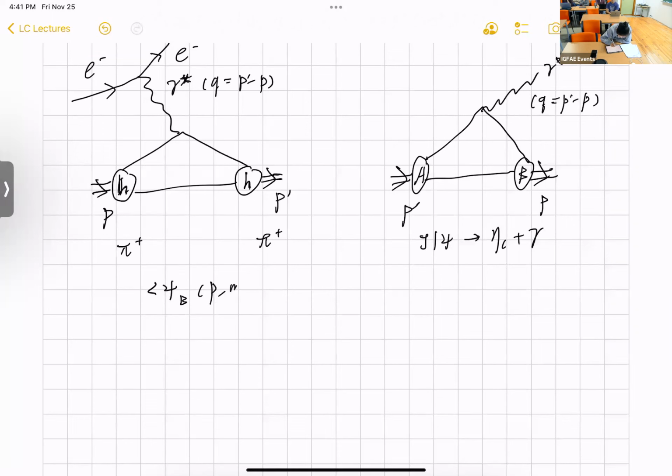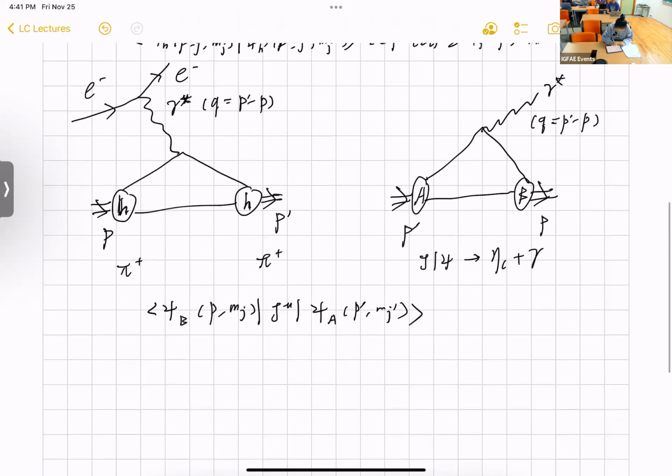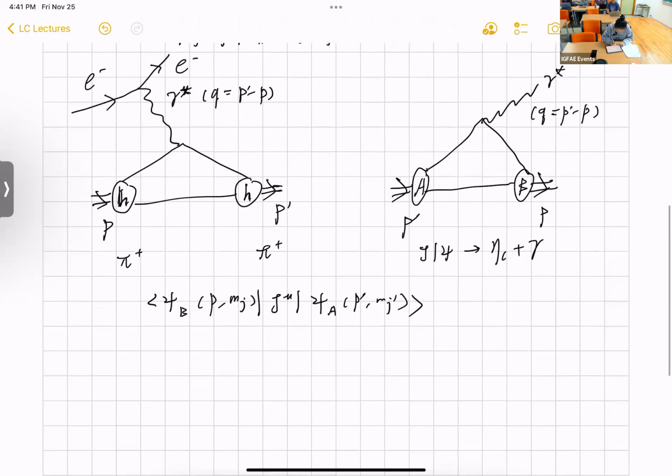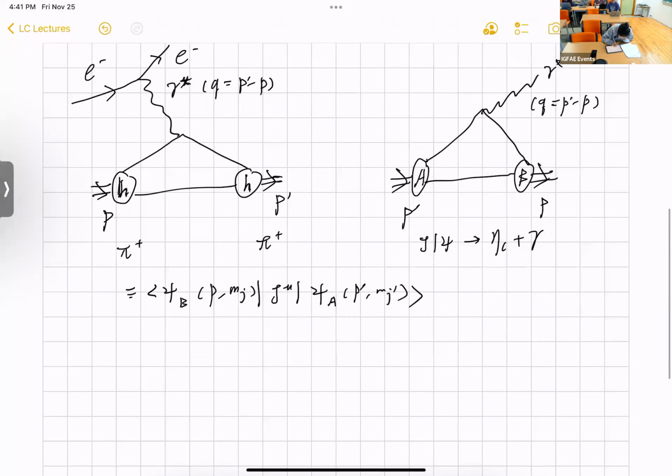So let me just write down. This is the final state B, and with J mu, that is the electromagnetic current. So this applies to both processes. For the left one, which is the elastic one, you have both A and B equal to H. Okay? And so let us write a shorthand notation as M J prime.